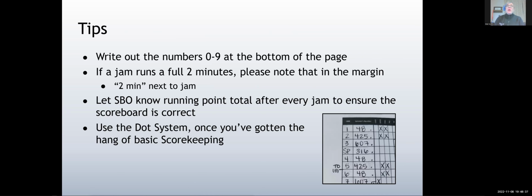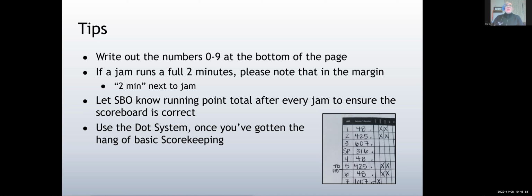Now, a couple of tips that I like to do. Write out your numbers 0 through 9 at the bottom of the page. This can help when, let's say, your 4 and your 9 might kind of look alike. But if you write it down at the end of the page, you can see, okay, this is how the person writes their 4. This is how the person writes their 9. And you can see the difference.